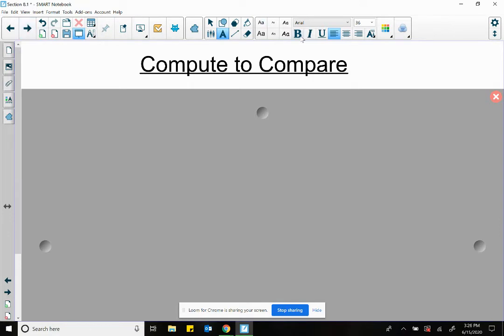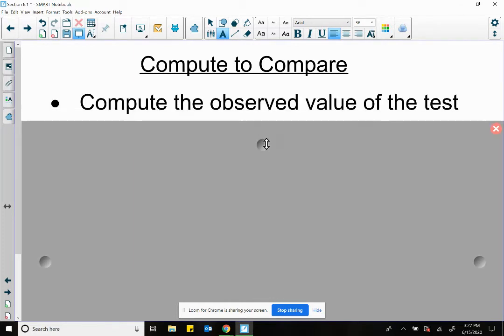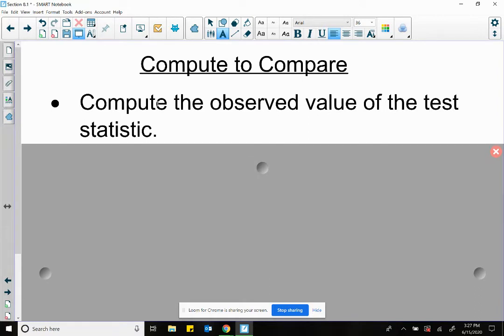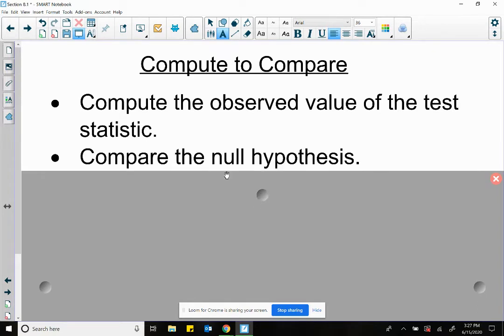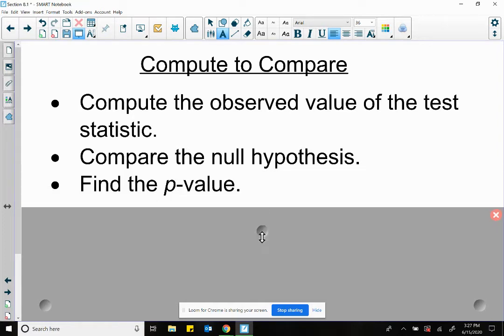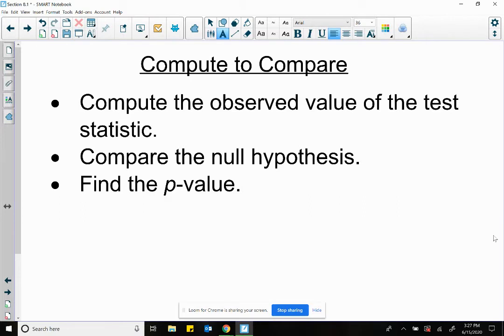All right, so we're going to compute and compare. This is the third step. So this is where I'm going to teach you some math, and it's all going to be about what we call the test statistic. So we're going to compute the observed value of the test statistic. Okay, we're going to compare that with the null hypothesis. And then we're going to find what we call the p-value. Okay? That's what's going to happen in the compute and compare. All right? We're going to find all this information.